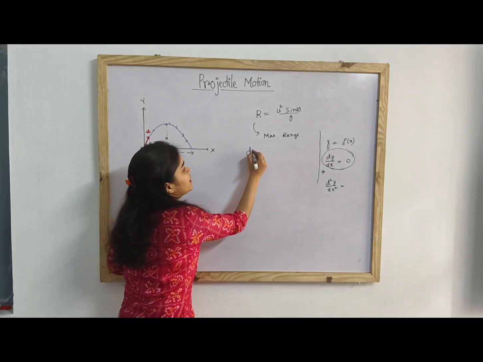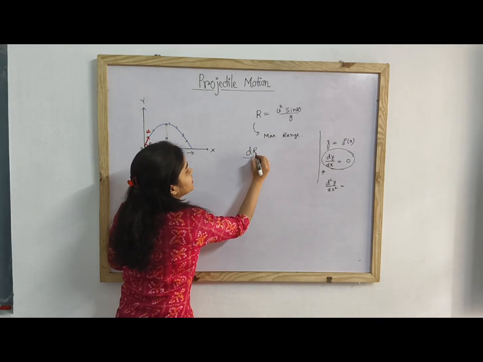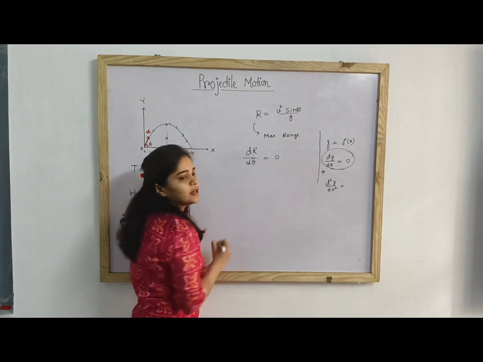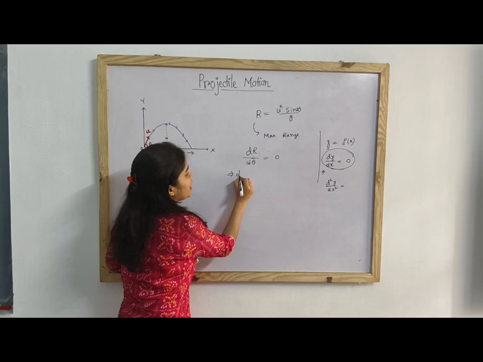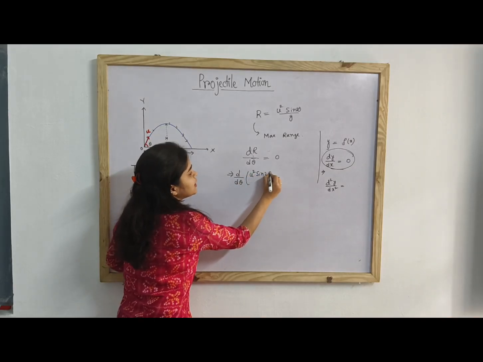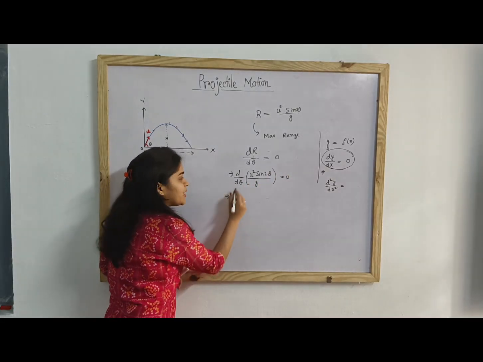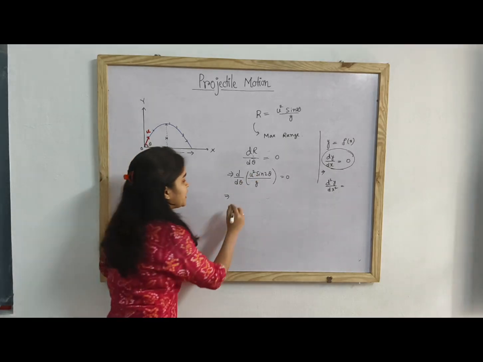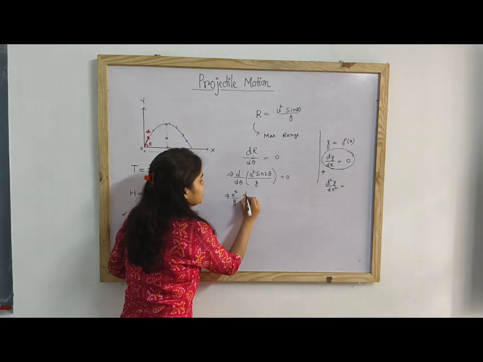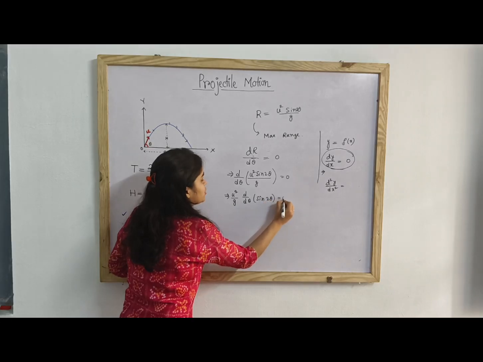By differentiating the range with respect to theta, and we will equate this to 0. So you have d/d theta of u square sine 2 theta by g is equal to 0. In your case, u square and g are constant, so we can take them out of the differentiation part. So we have d/d theta of sine 2 theta equals 0.